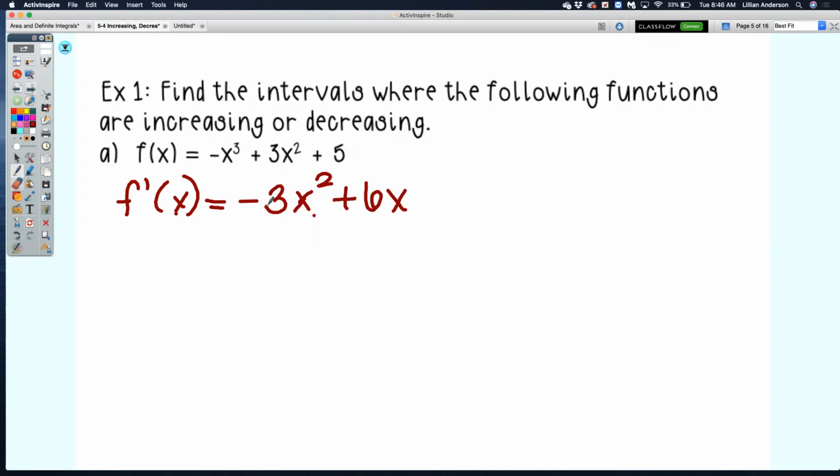After that, to figure out where our functions are going to be increasing or decreasing, we're going to have to set our derivative equal to 0. From here, we need to solve for x, okay? Now this reaches back into our function unit on how to solve these types of functions. Who remembers how we solve these types of functions?